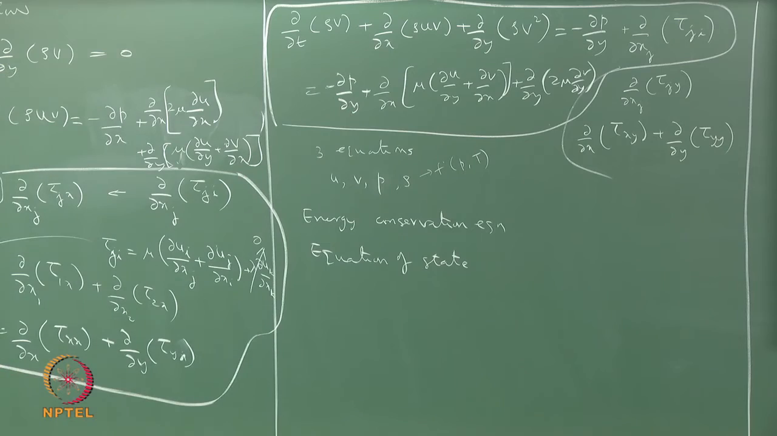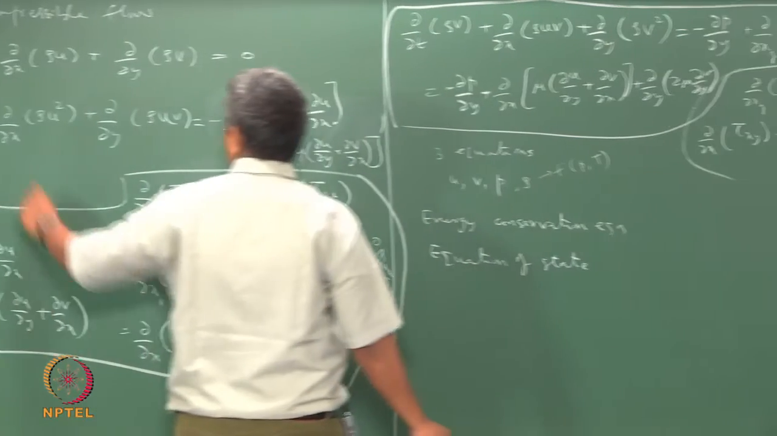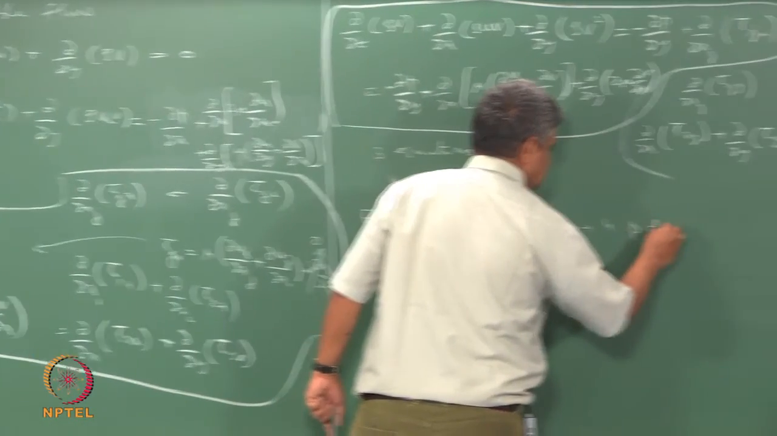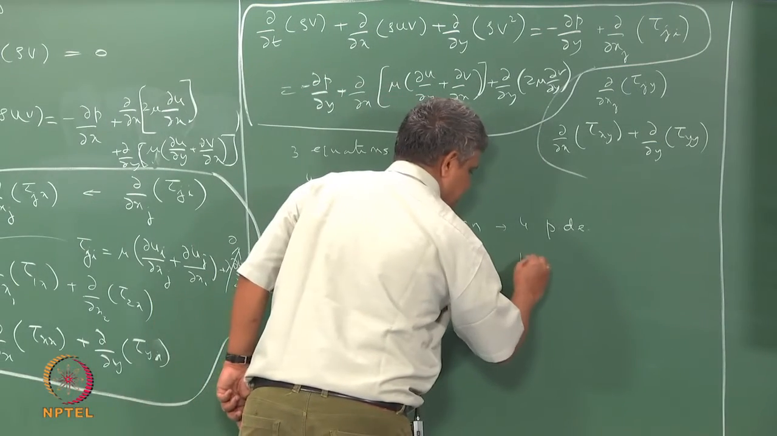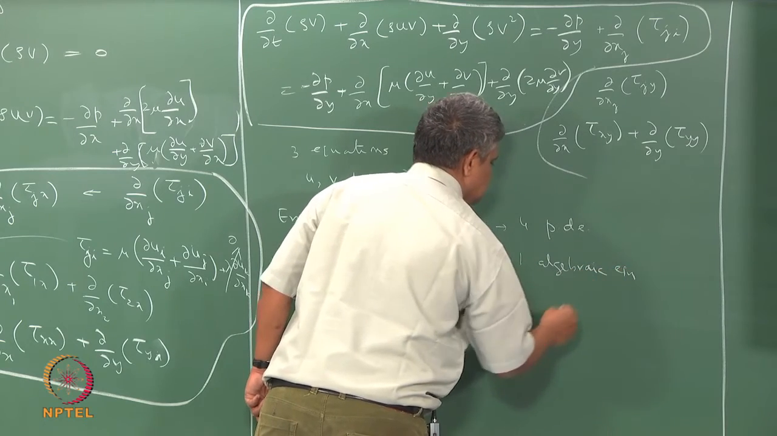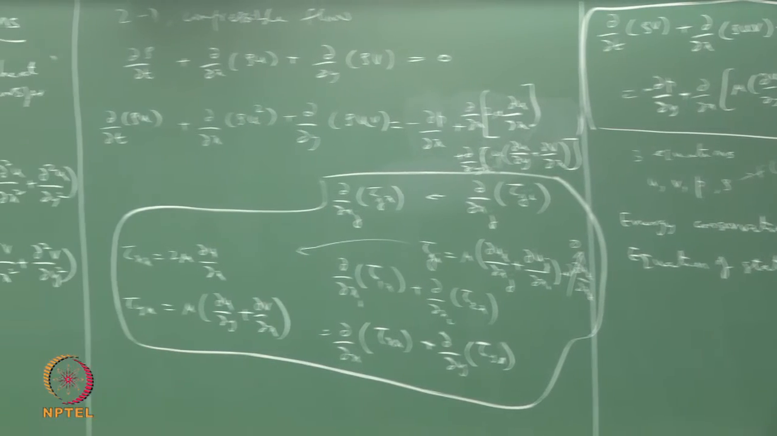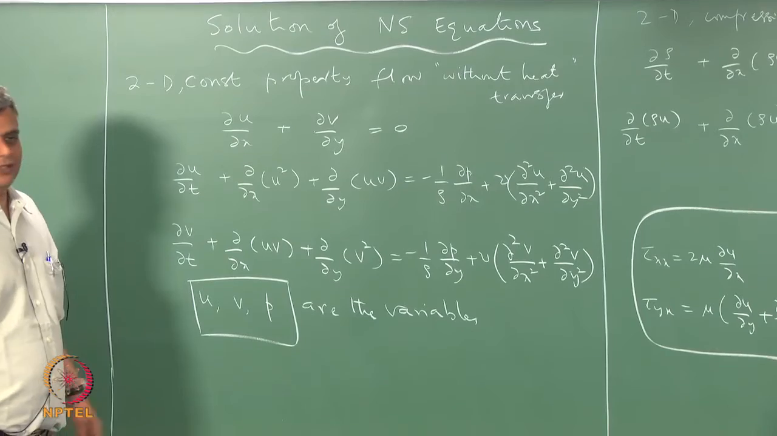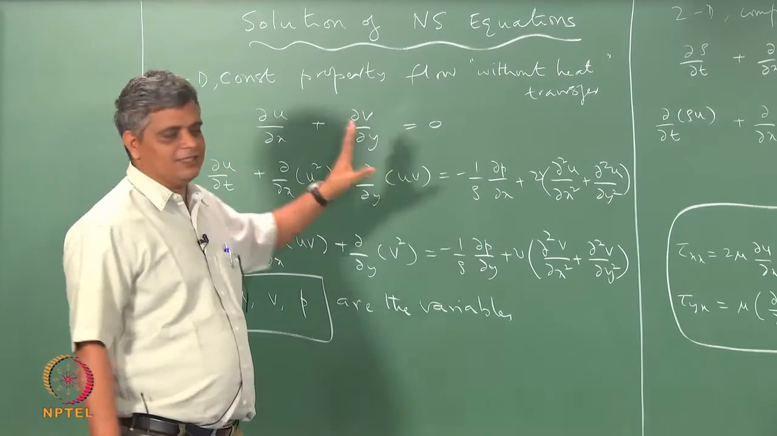Okay, so in the case of 2D compressible flow, we have 4 partial differential equations, and typically 1 algebraic equation representing the equation of state. In the case of incompressible flow with constant properties, we have 3 equations and 3 unknowns. So these are the kind of equations that we are solving for the simplest case.